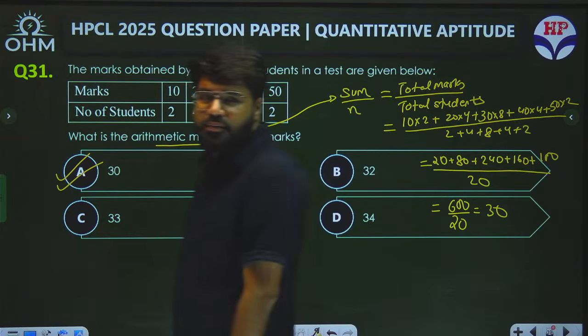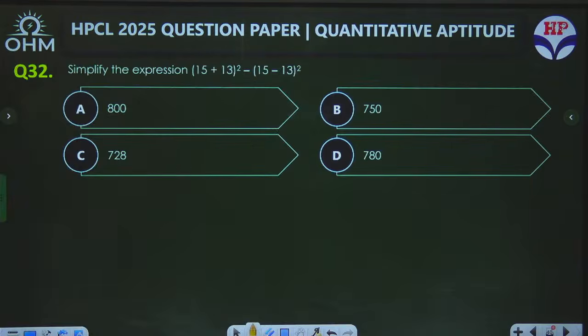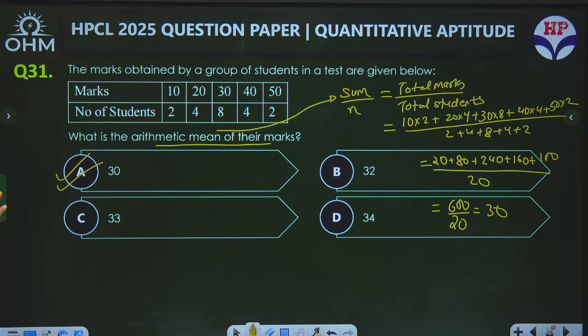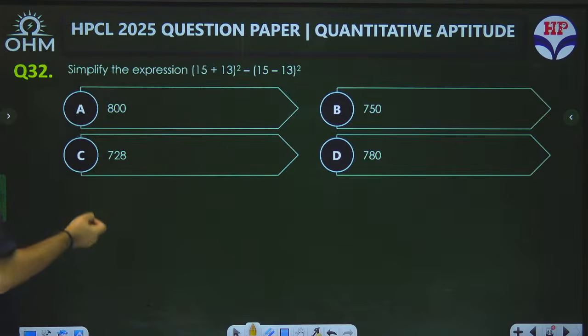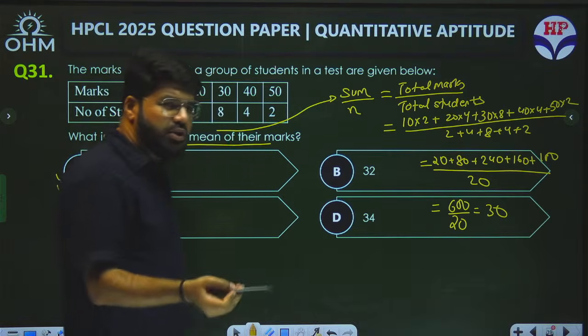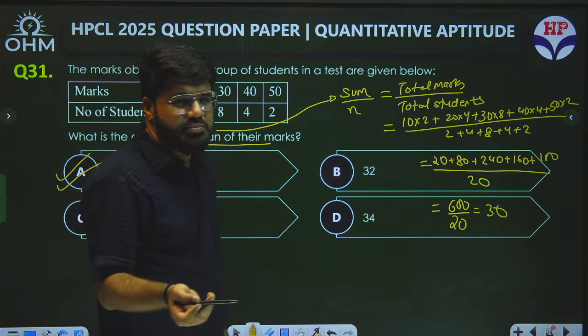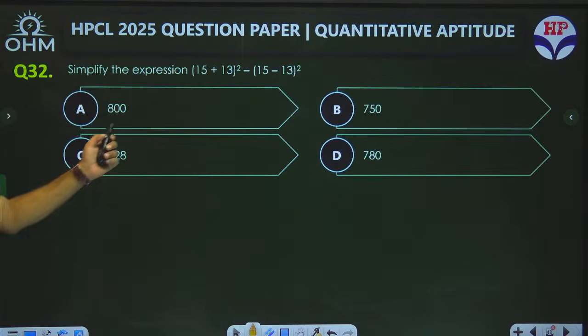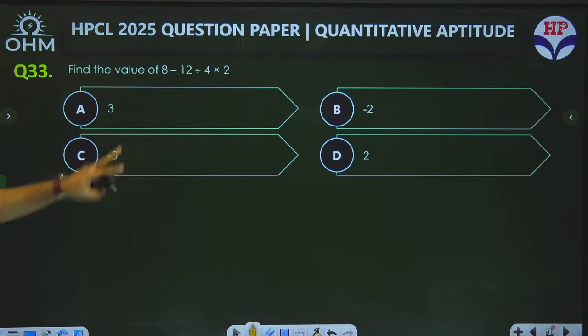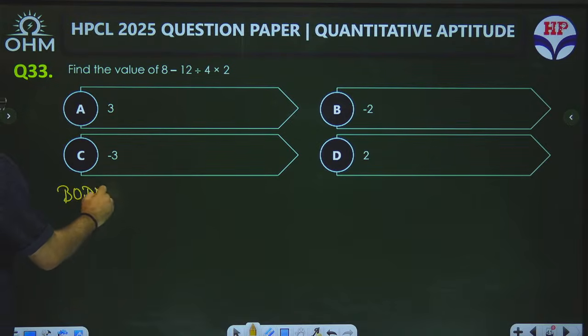Simple one. Now, for the last three questions, there is no point discussing them here. What calculation will we discuss? Please do these yourself. Every time in HPCL, two or three questions are just calculation questions, because a calculator is not allowed, and that too simple calculation. 15 plus 3 whole square minus 15 minus 3 square. Next is 8 into 12 by 4 minus into 2. You must know which operation to apply first, the BODMAS. You can handle this question on your own.